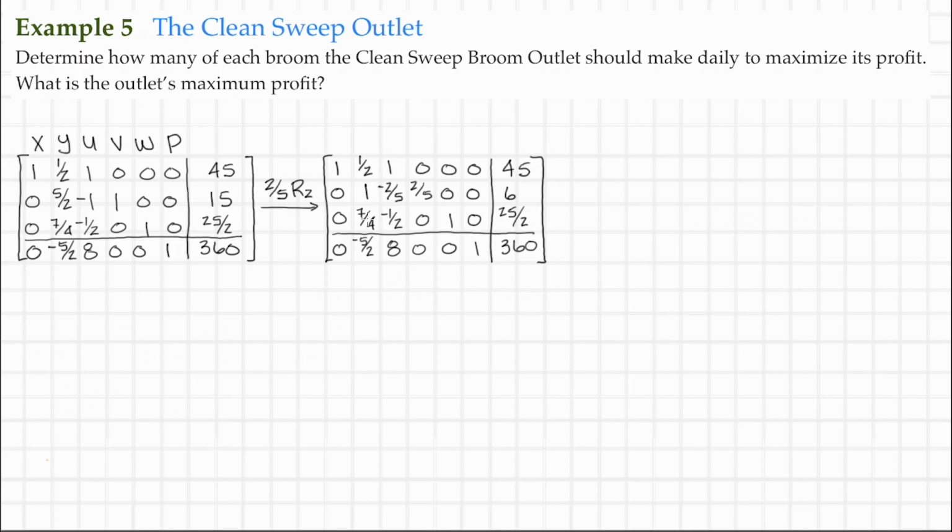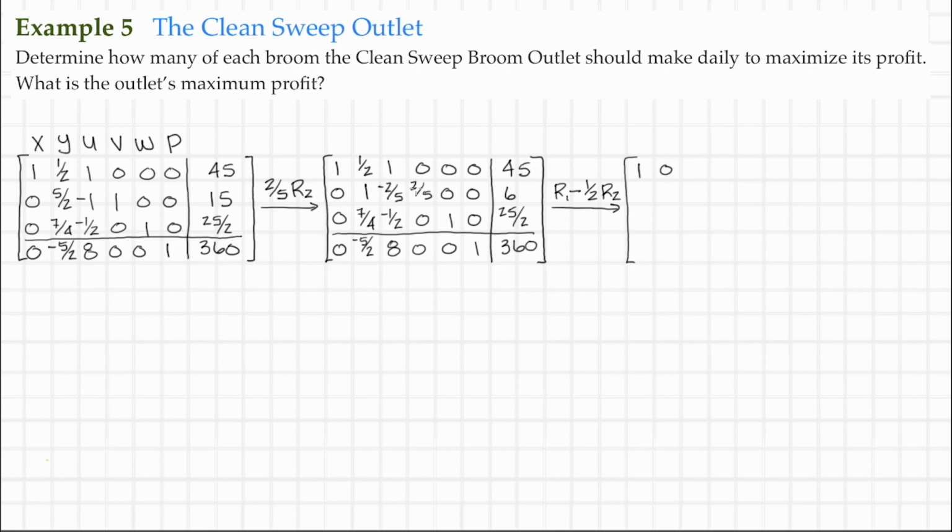So now we could target either one of these. We'll go ahead and we'll target this one up here. So we could say row 1 minus 1/2 of row 2. Put in our bracket. 0 times 1/2 is 0, so we leave our 1. 1 times 1/2 is 1/2. 1/2 minus 1/2, there's our 0.